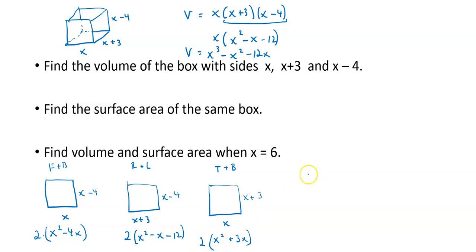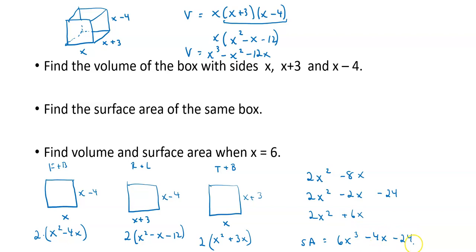So now I just have to come over here. I've got a 2x squared minus 8x. I'm going to add to that a 2x squared minus 2x minus 24. And I'm going to add to that a 2x squared plus 6x. All right, so my surface area is 6x squared minus 4x minus 24.